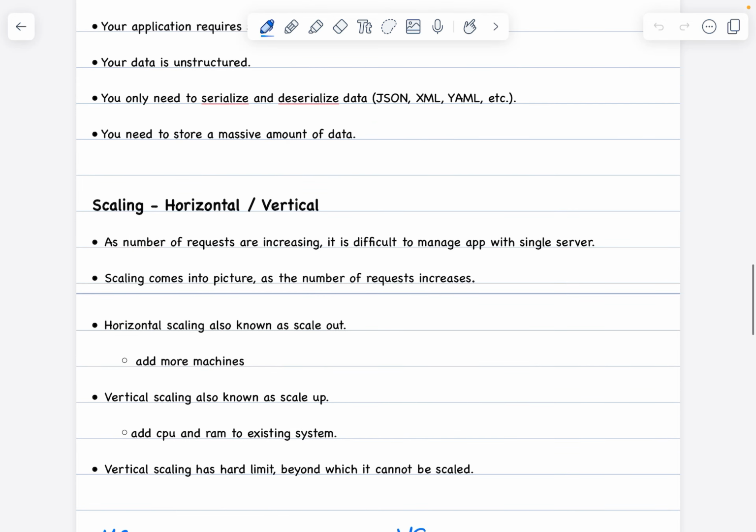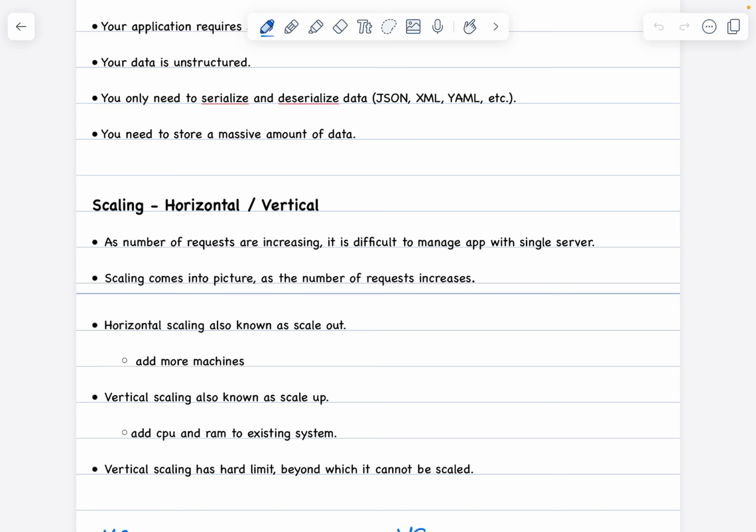Scaling is nothing but, you have built a single server setup. Now the number of requests is increasing and your single web server is not able to handle that. Then you have to scale your server to multiple servers, and that's when you scale it. Either you can do horizontal scaling or you can do vertical scaling. So what is horizontal scaling and what is vertical scaling?